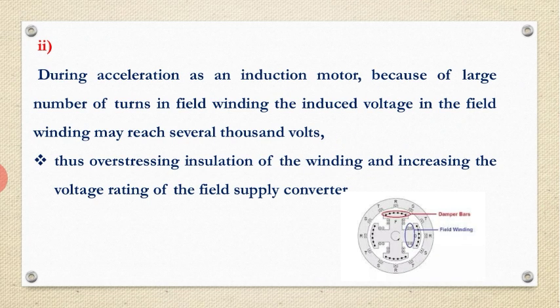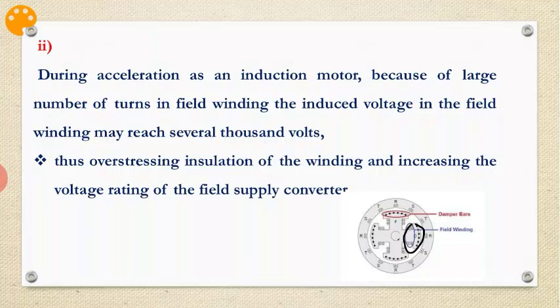The second point is that during acceleration as an induction motor there is a large number of turns in the field winding. Here the field winding is mounted, as you can see in this figure, on the rotor. So what happens during acceleration as an induction motor? Now I am starting the synchronous machine as an induction motor, using the squirrel cage winding on the rotor.